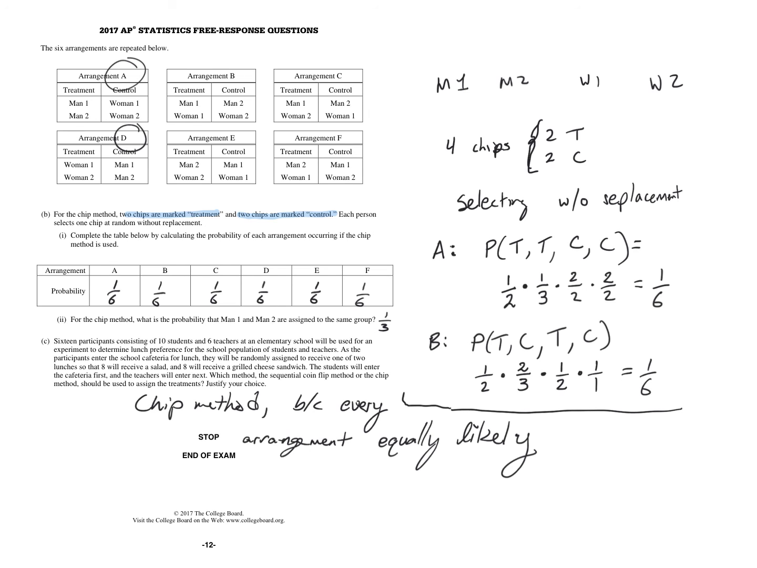And that's really all we got to do. So chip method because every arrangement is equally likely, as opposed to the coin flip method where some arrangements are more likely than others. Okay, with that, I hope that this made sense.